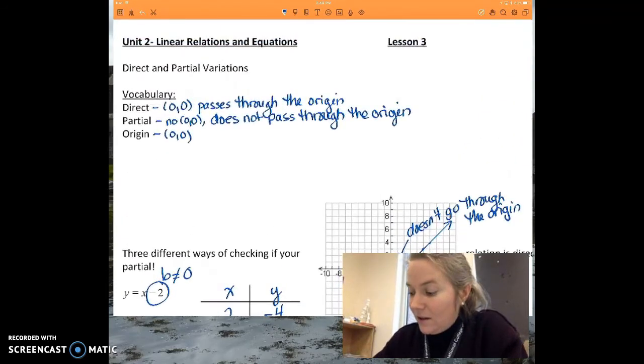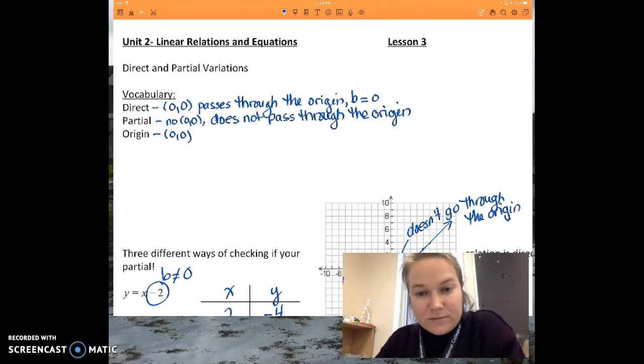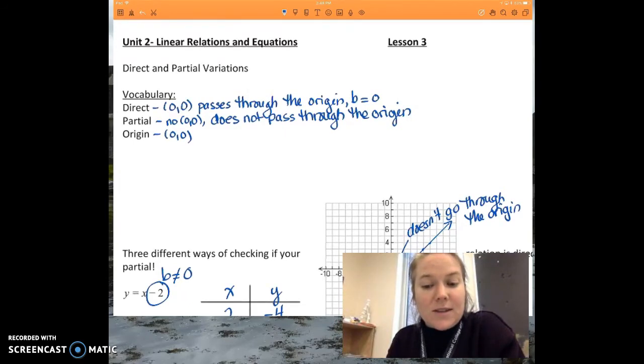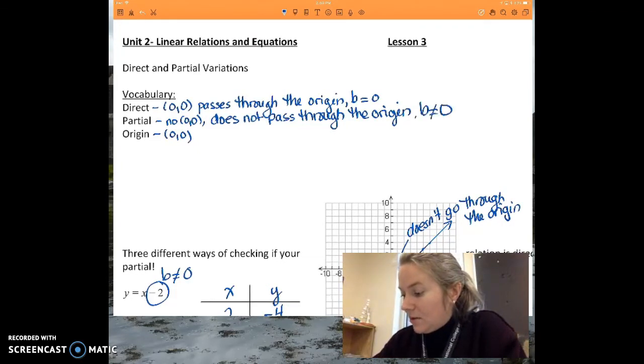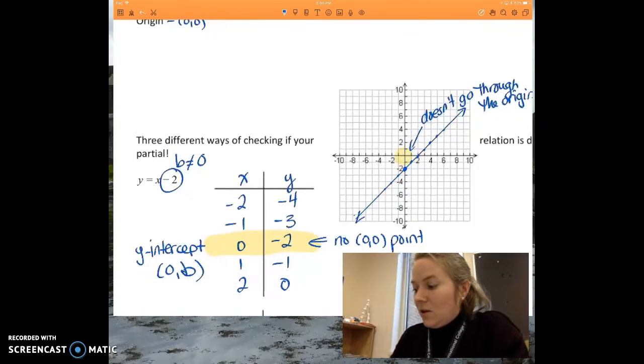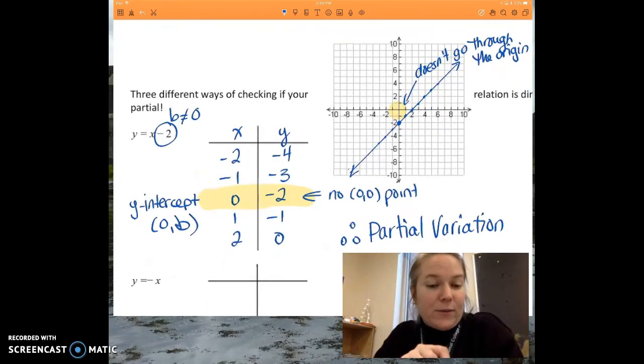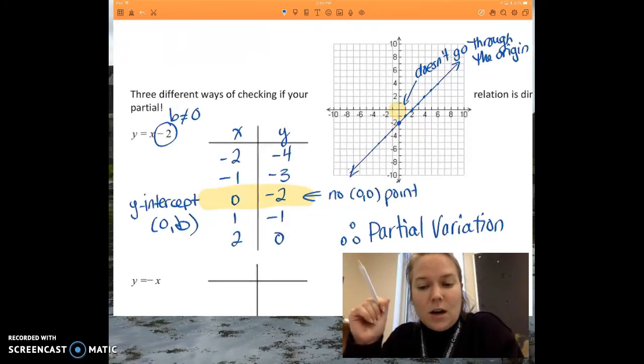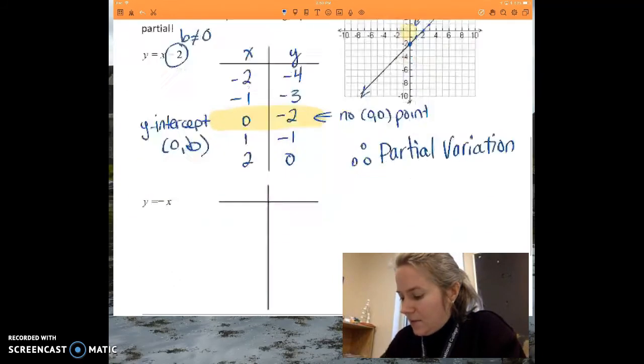So I'm going to go back up to the top and add this in here. B equals 0. Really, really important. That's the way you can check on your y equals mx plus b form of the equation right away to make sure that you understand if it's partial or direct. So if it's partial, b does not equal 0. So in this example we found all 3 ways. We looked at the equation, we said b does not equal 0. We looked at the table of values, we said there's no 0, 0 point. And we looked at the graph and said, hey, clearly it does not go through the origin, so it is not direct.